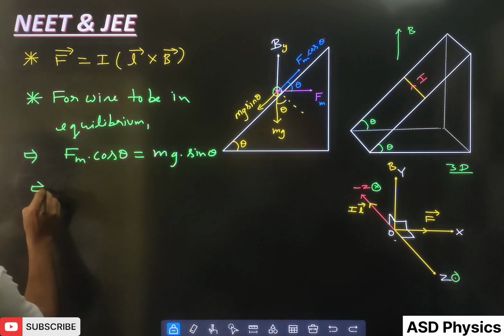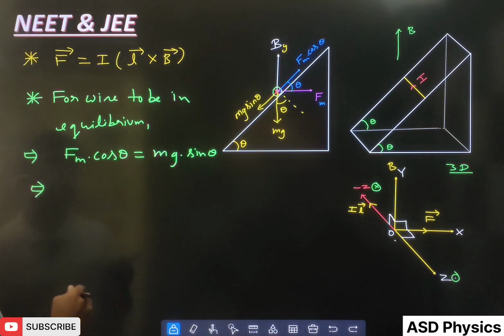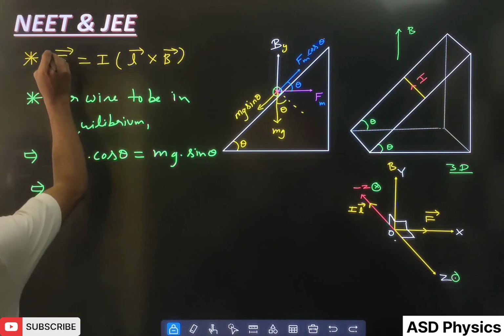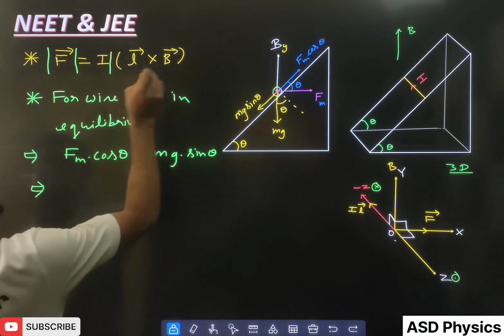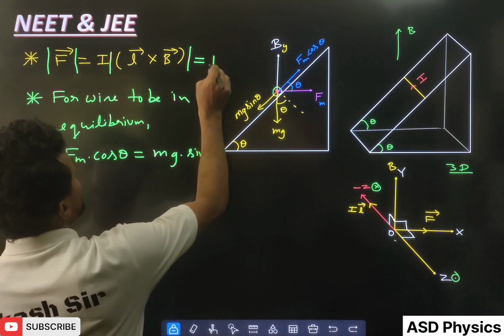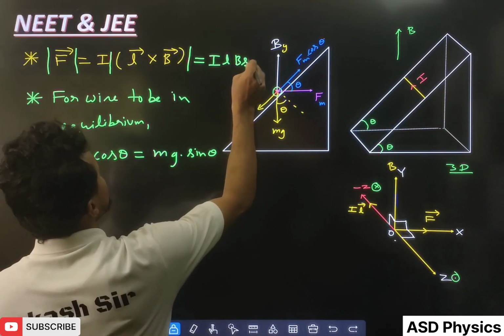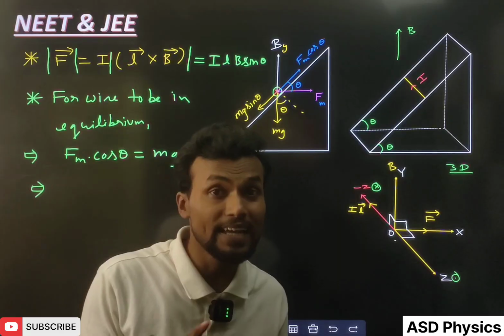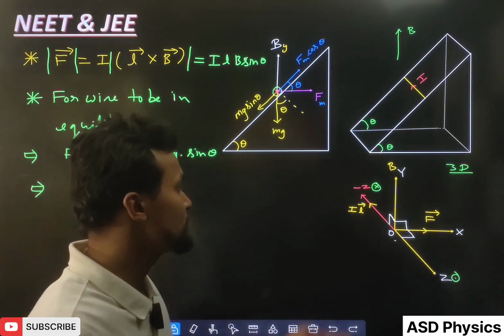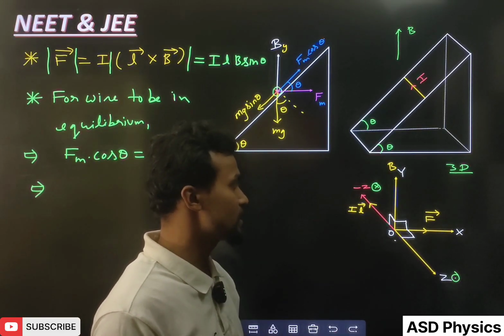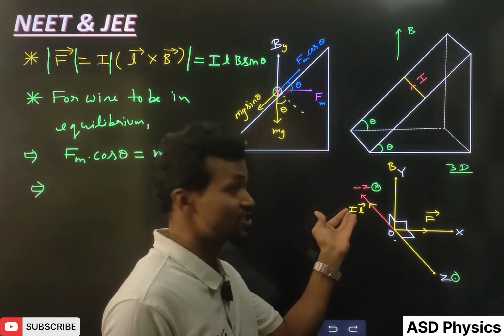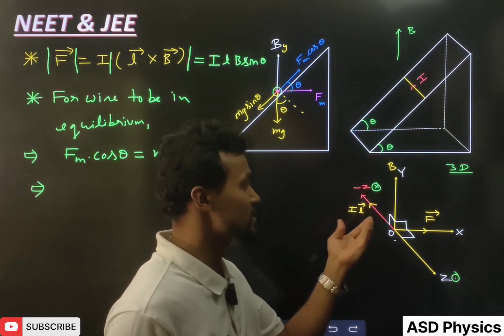Now after that, the magnetic force will be how much here? If I talk about the magnitude, the mod F, then it will become ILB sin theta. And what is the theta? Theta is the angle between the current element and the magnetic field. The current element is in which direction? Negative z direction. Magnetic field in which direction? Y direction. So negative z direction and y direction make how much angle?